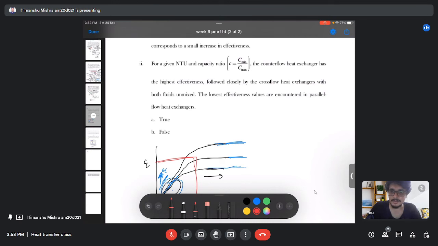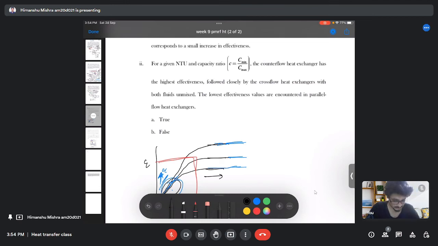So in the second statement, it is said that for the given NTU and the capacity ratio, the counterflow heat exchanger has the highest effectiveness, followed closely by cross flow with both fluids unmixed. The lowest effectiveness values are encountered in the parallel flow heat exchanger. So which is actually quite a correct statement.